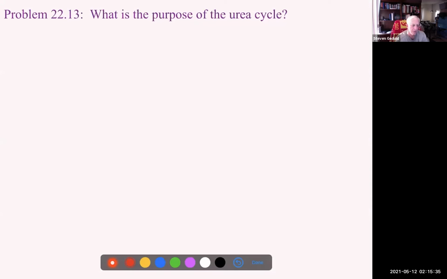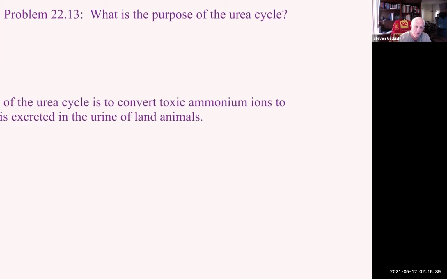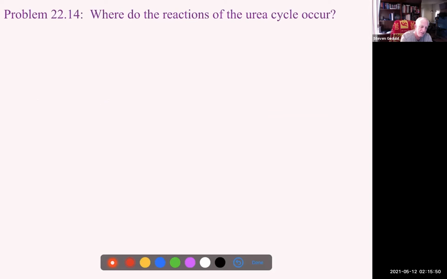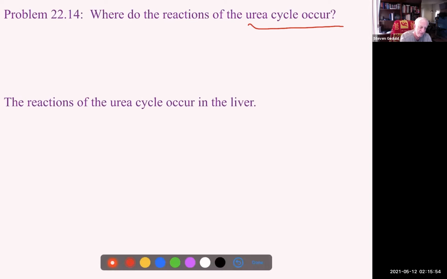Okay, so what's the purpose of the urea cycle? To get rid of ammonia. Basically, the purpose of the urea cycle is to convert toxic ammonia ions to urea, which gets excreted in the urine. Okay, where did the reaction in the urea cycle occur? Okay, it occurs in the liver.